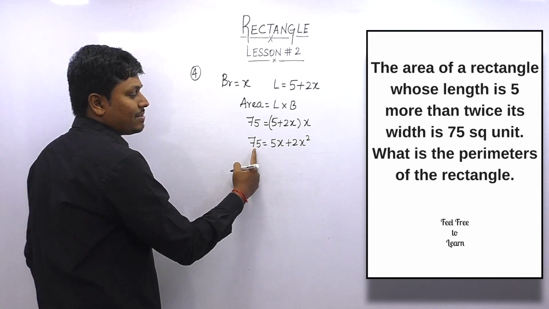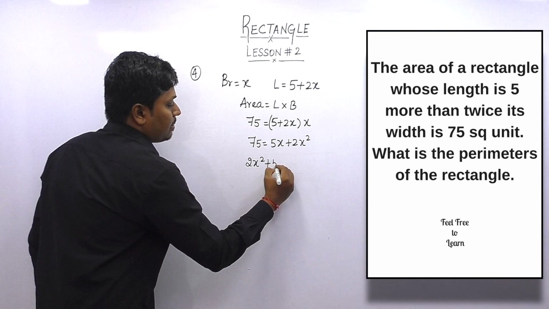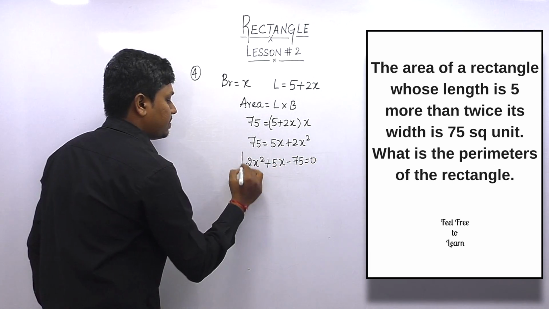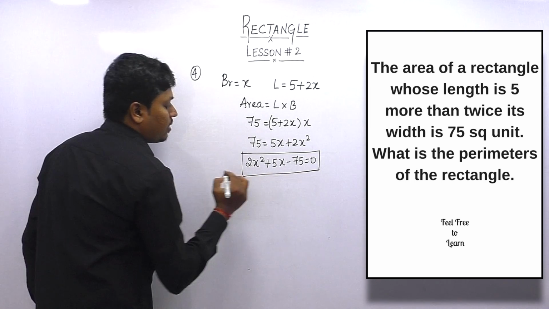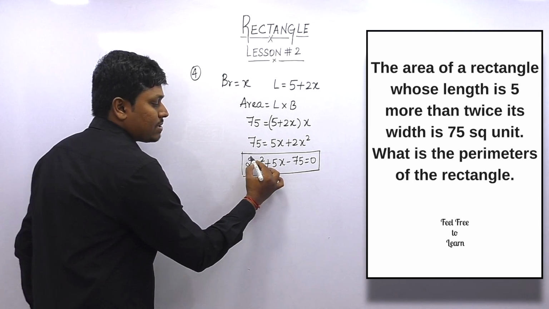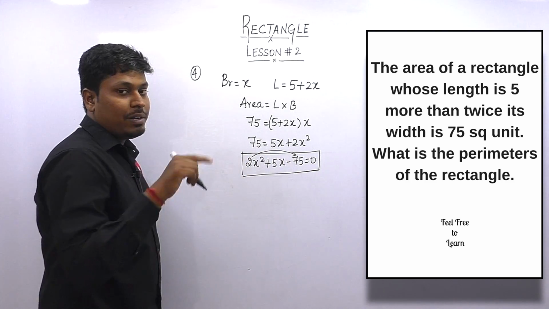Once you bring the 75 towards the right hand side, it becomes 2x square plus 5x minus 75 is equal to 0. So finally we have framed a quadratic equation. Now we need to solve this quadratic equation, right? What we need to do is multiply this 2 and 75. 75 into 2 will be 150.